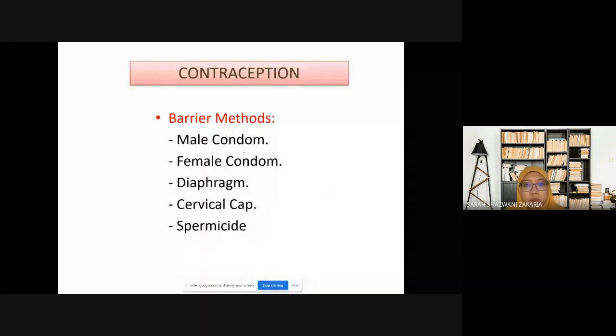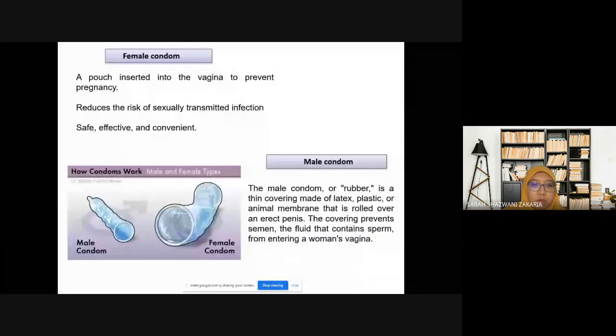But you understand, with barrier methods, we are manipulating the anatomy of the male and the female reproductive system. So this slide is all about barrier methods. For example, male condom and female condom. You can read them yourself. But we manipulate the anatomy of the female and male method.